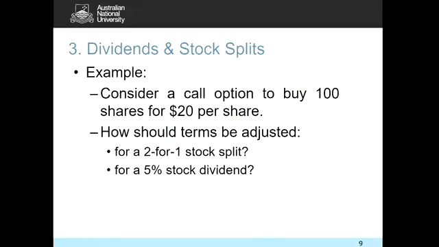Okay, so in this example, consider a call option to buy 100 shares for $20 per share. So that's the option that's out there. Then imagine two things happen. First of all, there could be a stock split. So companies, we know, have a share price.